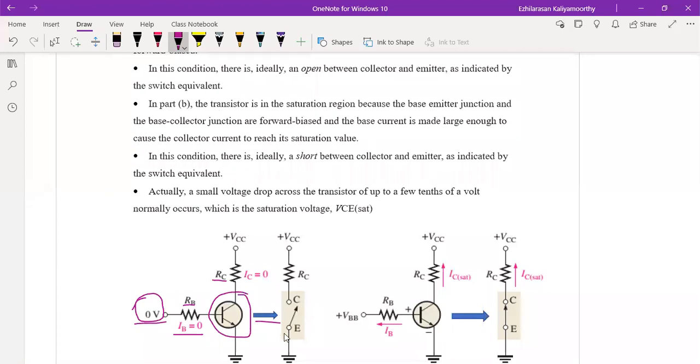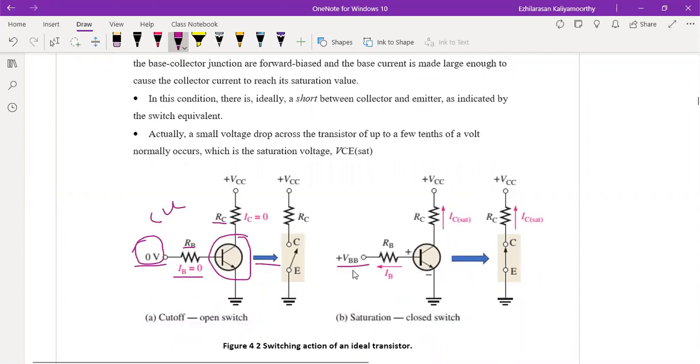See in this, what happened? The input is 0. We are given that the transistor is turned off, so it will be in the off condition. So I can say it will be in the cutoff mode. Now we can say the input we are giving plus VBB means we are giving the base voltage. That is the biasing we are giving here.